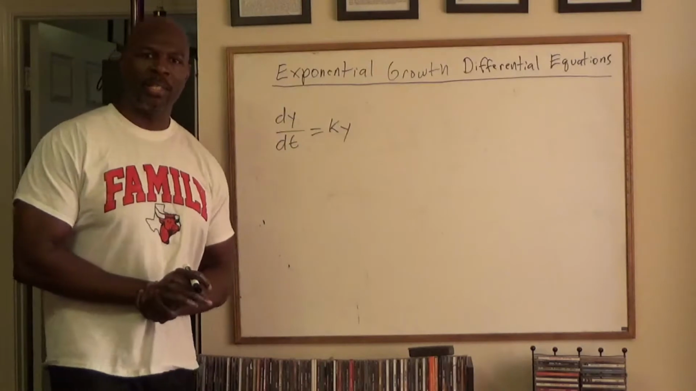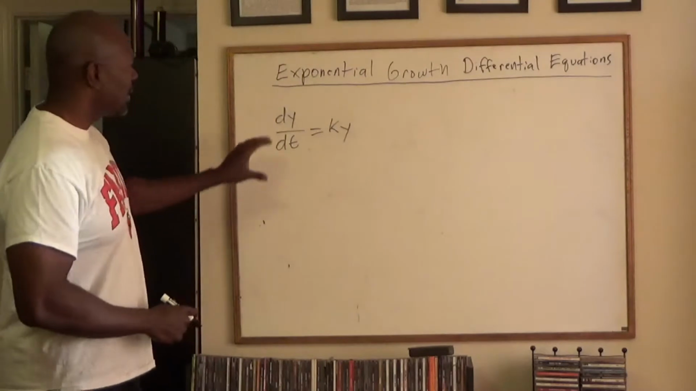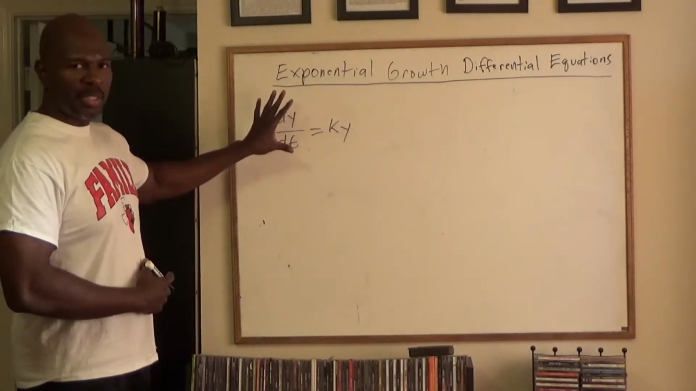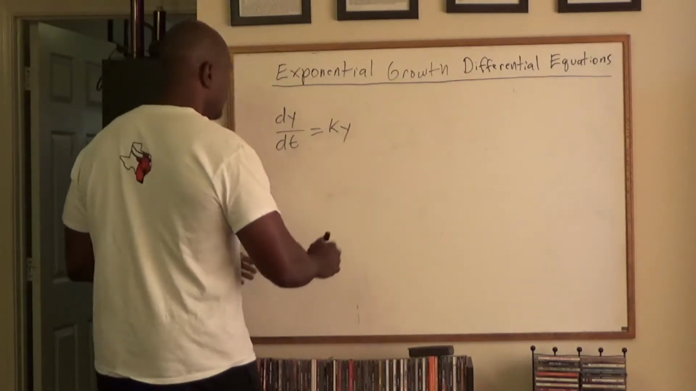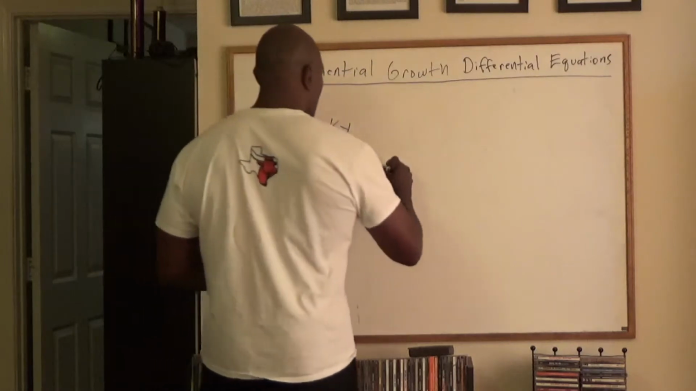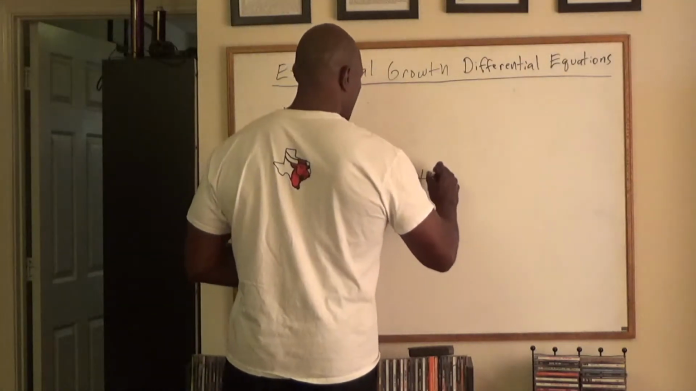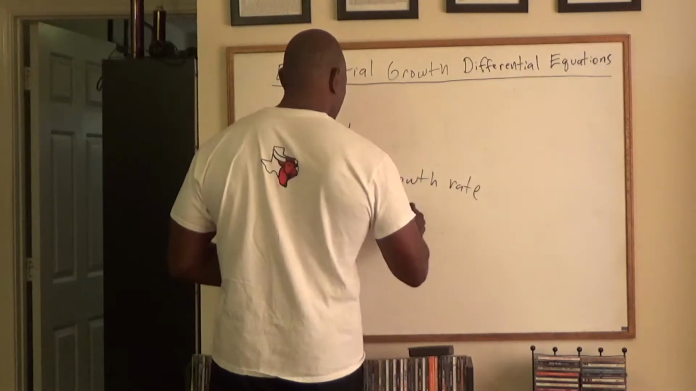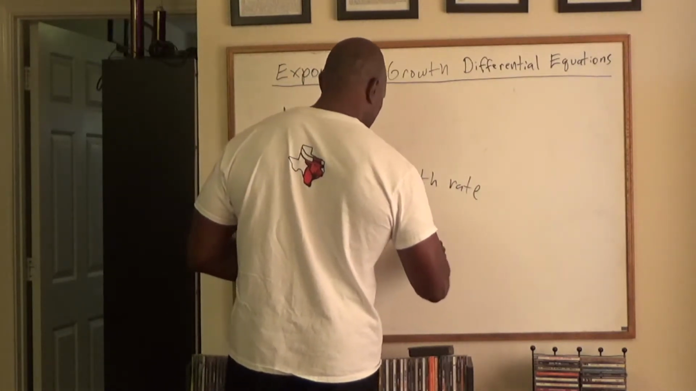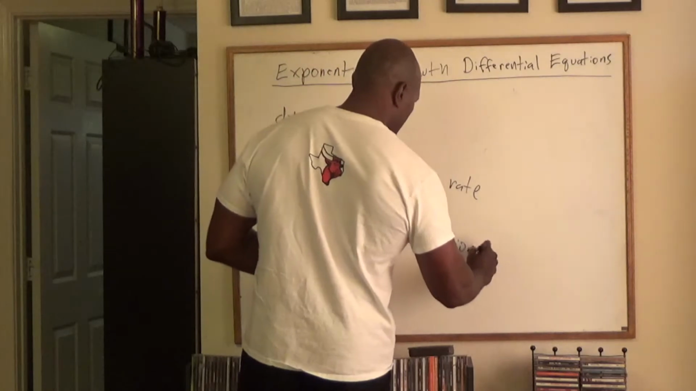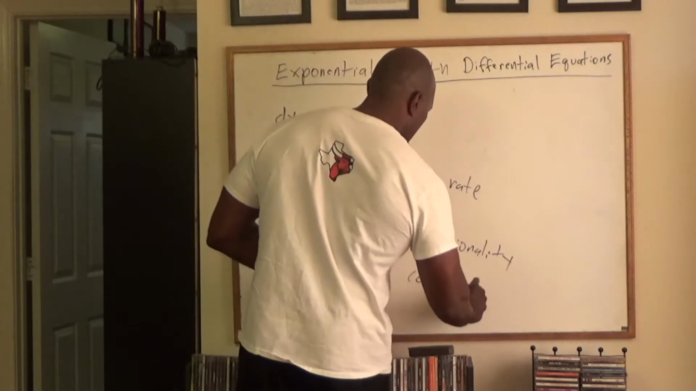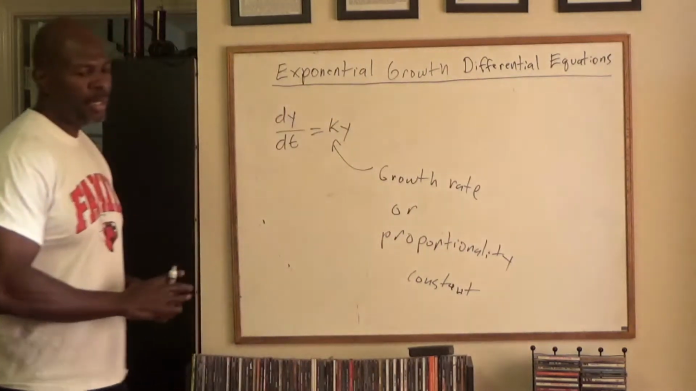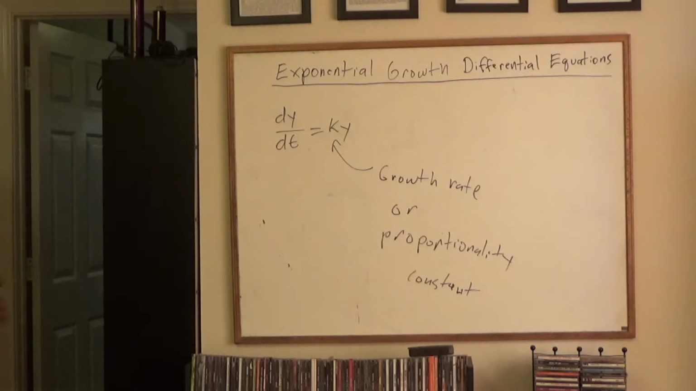Exponential growth differential equations, day 2. Just want to remind you of the things we covered before. This is our base differential equation for exponential growth, where K is called a growth rate or a proportionality constant. And of course, dy by dt is the rate of change for y with respect to t.